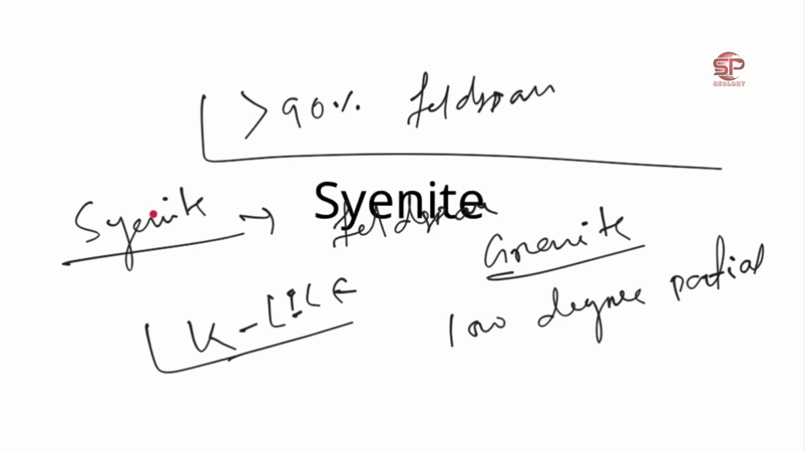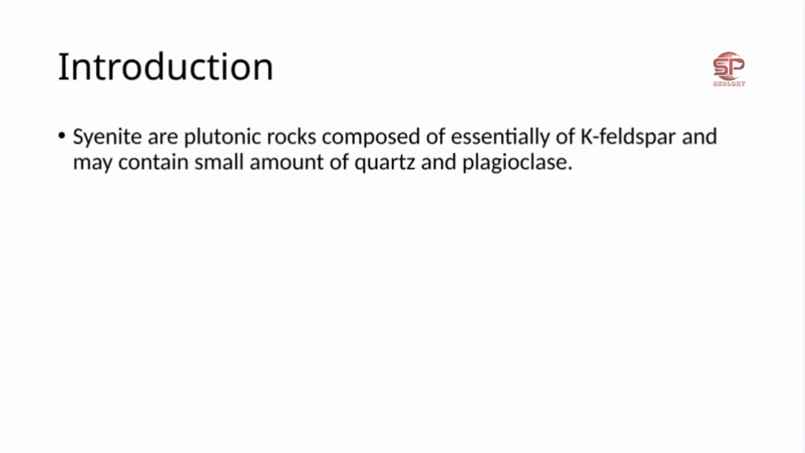Let us see the slides. What extra thing is there that I have missed? So syenites are plutonic. There is nothing much in the syenite rock. Okay, syenite, there is also monzonite. There is nothing much in there.